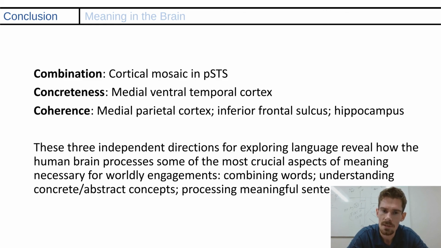So again, just to summarize, combination seems to be subserved by a mosaic-like response in PSTS, concreteness by medial frontal temporal, and coherence by this network that I've just shown of parietal, IFS, and hippocampus. And these independent directions for exploring language reveal how the brain processes some of the most crucial aspects of meaning necessary for worldly engagements.